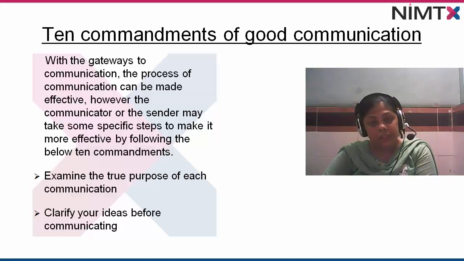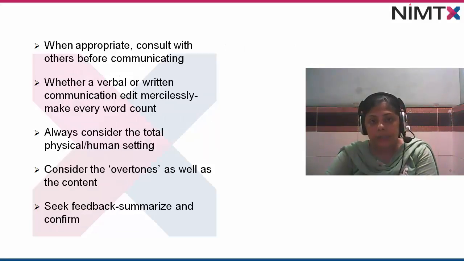Examine the true purpose of each communication. Clarify your ideas before communicating. When appropriate, consult with others before communicating. Whether verbal or written communication, edit mercilessly, make every word count.